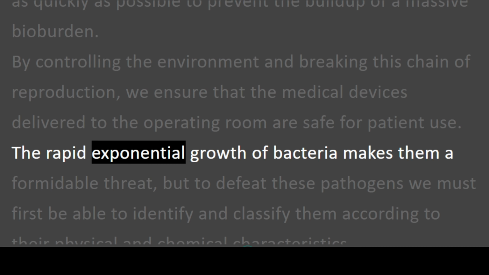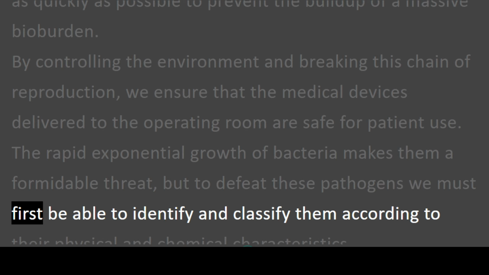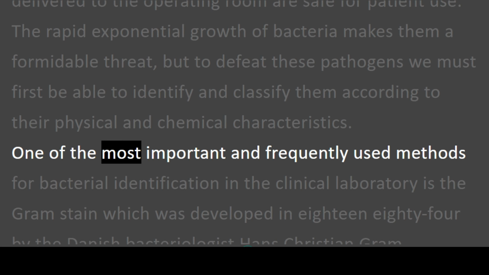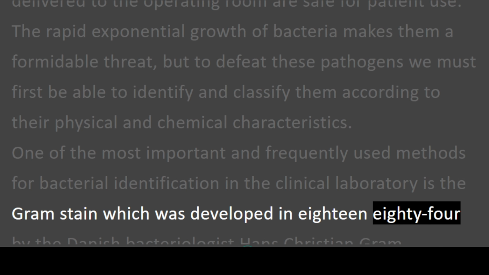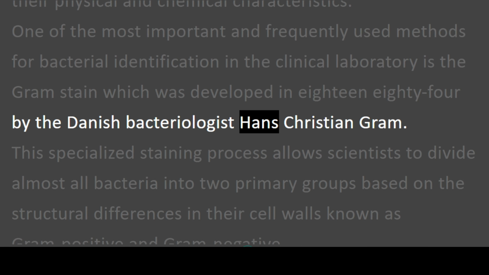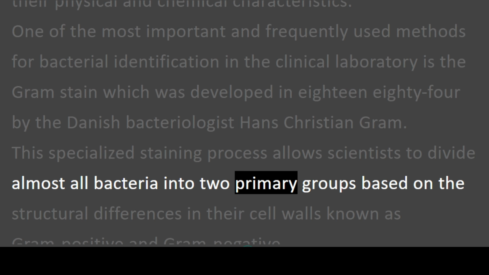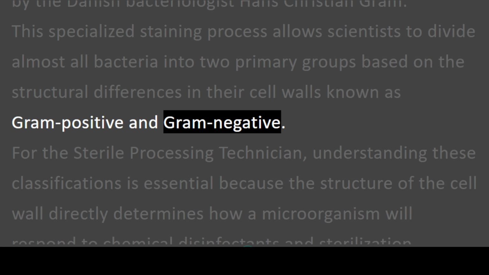The rapid exponential growth of bacteria makes them a formidable threat, but to defeat these pathogens we must first be able to identify and classify them according to their physical and chemical characteristics. One of the most important and frequently used methods for bacterial identification in the clinical laboratory is the Gram stain, which was developed in 1884 by the Danish bacteriologist Hans Christian Gram. This specialized staining process allows scientists to divide almost all bacteria into two primary groups based on the structural differences in their cell walls known as gram-positive and gram-negative.